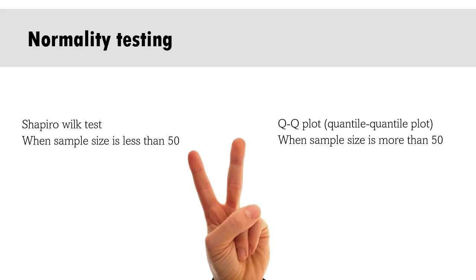Shapiro-Wilk test is used when the sample size is less than 50 and it is an objective way to test normality, whereas QQ plot is a subjective way to assess normality and it is used when the sample size is more than 50. As the quantile plot is subjective in nature because you have to visualize the plot for taking the decision, it is used when the sample size is more than 50.